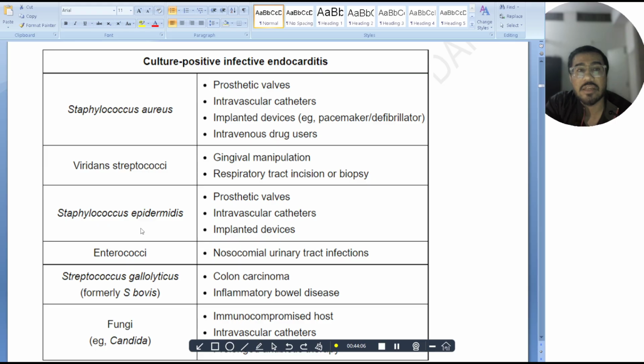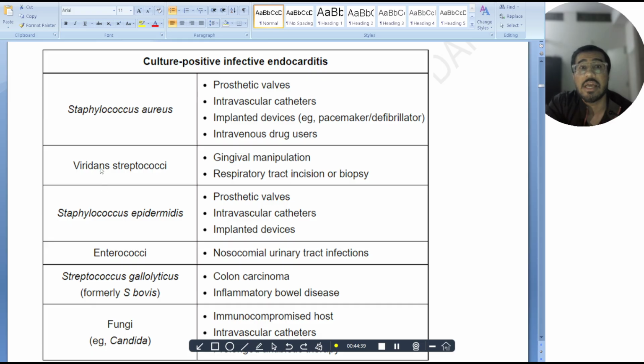So prosthetic valves, intravascular catheters, implanted devices. Staph aureus and Staph epi have the same etiology behind both of them. Both of them are on the skin and can be contaminated from intravascular catheters. Both of them are implicated in implanted devices like pacemakers and defibrillators. These are the stories that both of them are associated with.